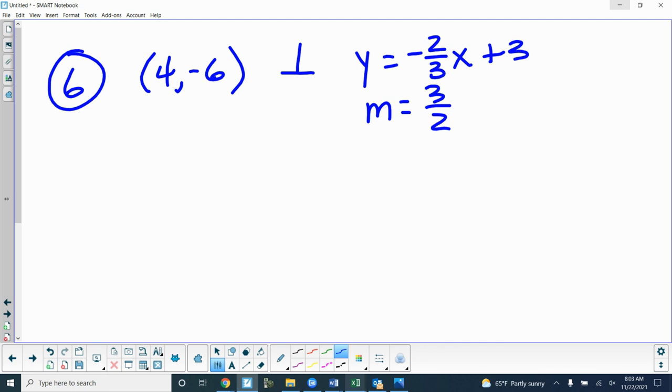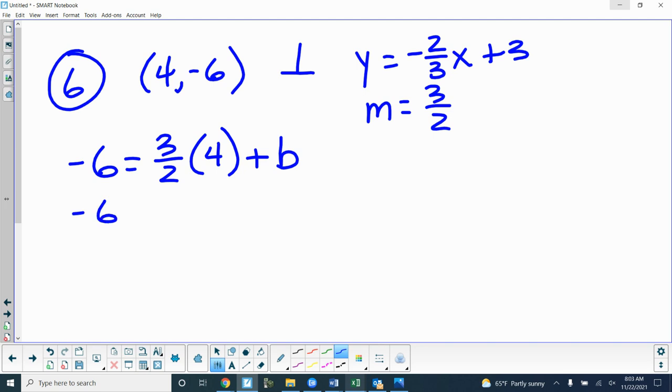Okay, so they gave us a line that had a slope of negative 2/3. We're trying to find a line that's perpendicular to that line. So we flip it, take the opposite. All right, and then we do what we've been doing. So y, negative 6, equals m times x, 4, plus b. 3 times 4 is 12. What's 12 divided by 2? 6.